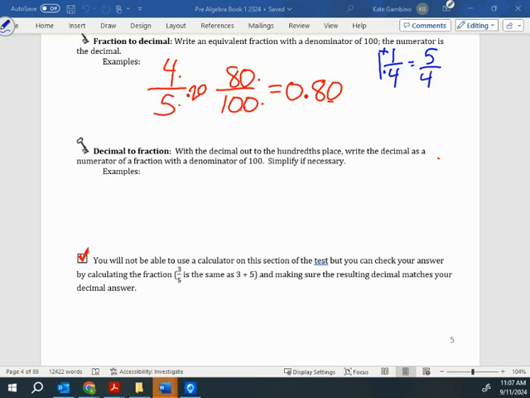Okay, so what's my next step going to be? Vivi? Why would I multiply it by 25, Vivi? Say it a little louder, that air conditioner unit's loud for me. 4 times 25 gives me that 100 for a denominator.